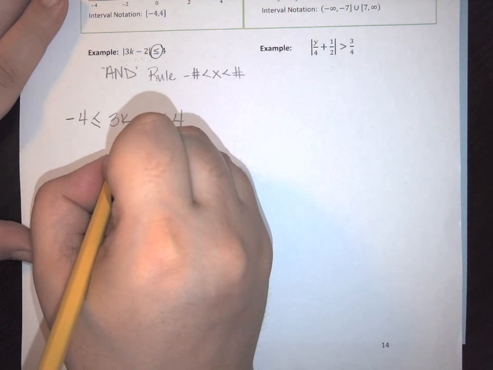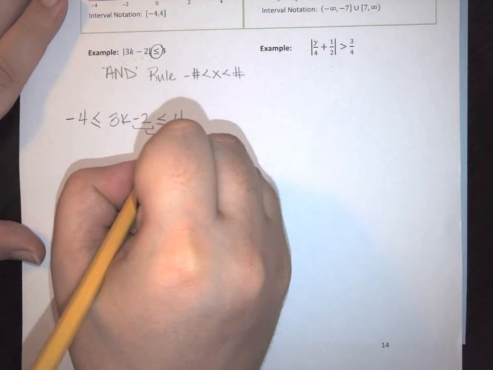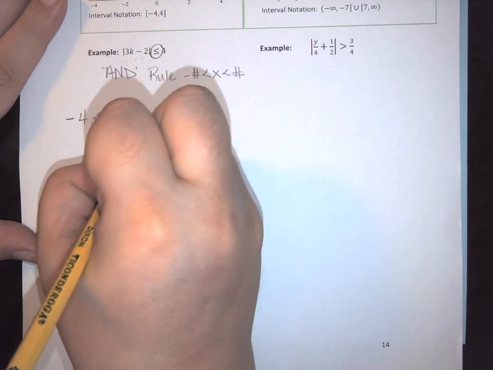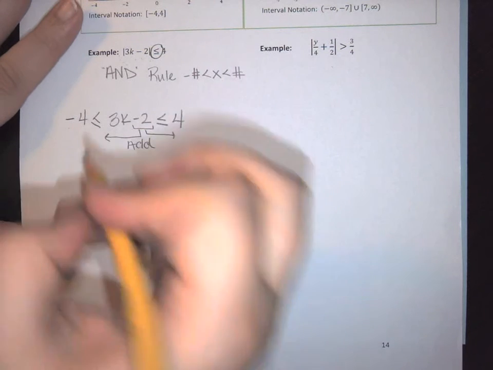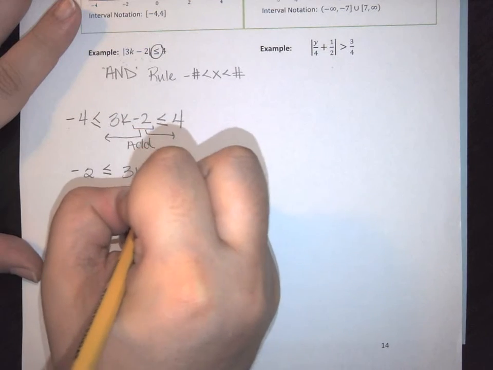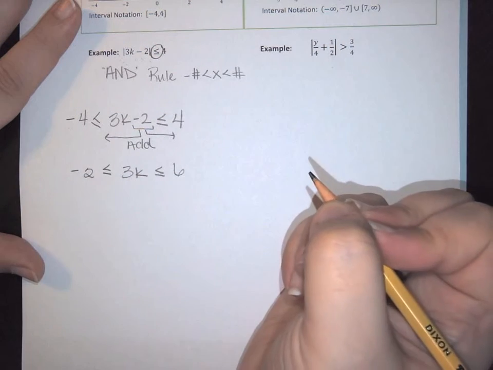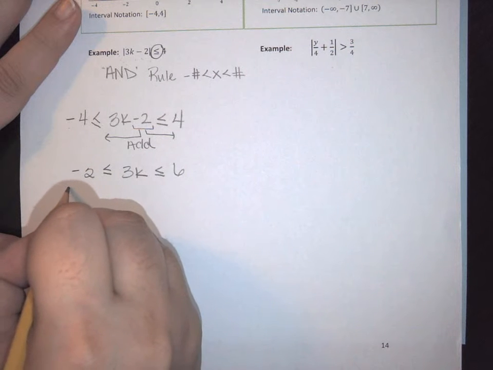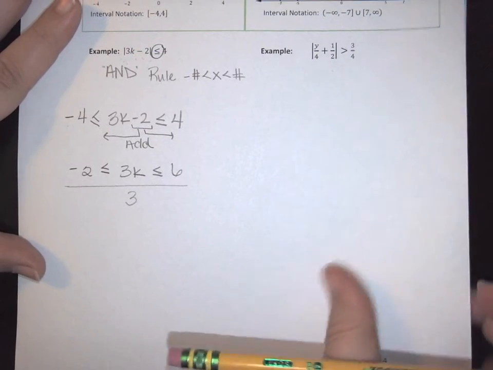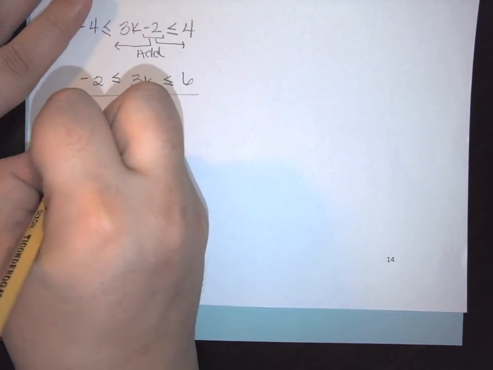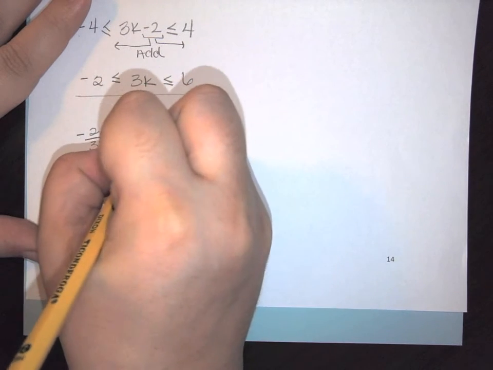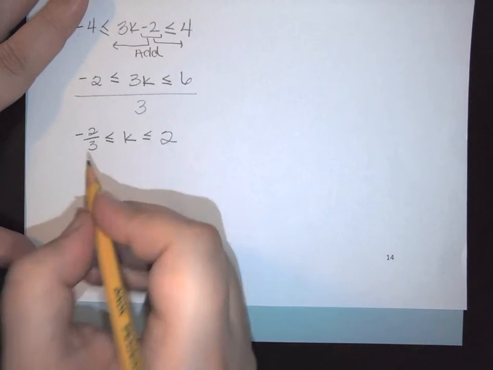So here I'm going to take this 2 and I'm going to move it both directions because the 2 is negative. To move it says I have to add. So negative 4 plus 2 is going to give you a negative 2. My sign stays the same. 3k is in the middle. And then 2 plus 4 is 6. Now I need to divide everything by 3. Since my 3 is positive, your signs stay the same. And here this ends up being negative 2/3 is less than or equal to k is less than or equal to 2.